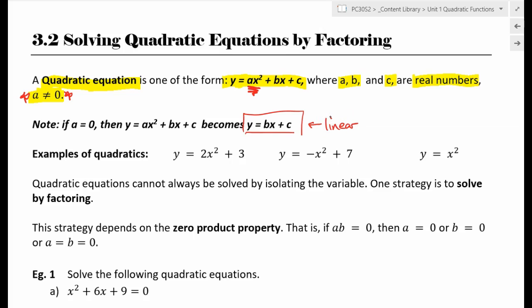It looks a little different. It might also look like y equals mx plus b. That might sound a little bit more familiar. So examples of quadratics include 2x squared plus 3, but again we see that x squared, negative x squared plus 7, and just x squared by itself. This one in particular, we call it the parent function, because it's as basic as we can get.